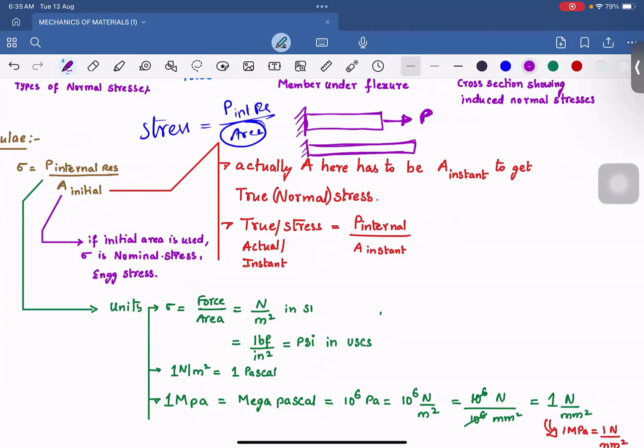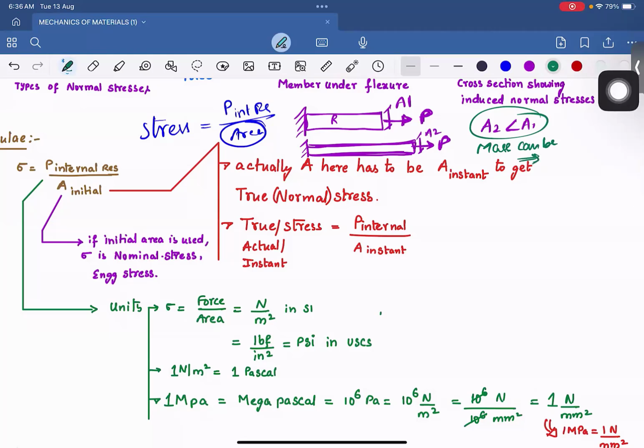Yes, sir. Okay. After applying this load P, this member will obviously elongate. There are different types of materials: rigid material, elastic material. If it is an elastic material, it will elongate. After elongating, if the initial area is A1, its final area is A2. A2 will obviously be less than A1. Why? Because mass can neither be created nor destroyed. It's God's design. God has generated some mass on Earth, so it cannot be destroyed. It can be broken into pieces. That's why A2 will be less than A1.